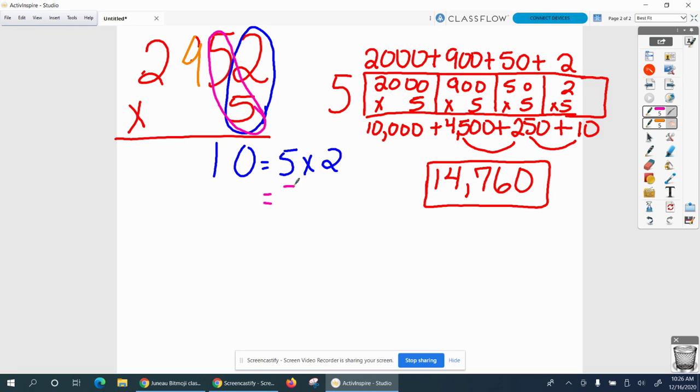50 is 2,500. 250. 50 times 5 is 250. Right. And for 250, the 0 is in the ones place, right? So I have to put it in the ones place because I've got to line up my place values because I'm going to have to add. And when I add, I line up my place values, right?